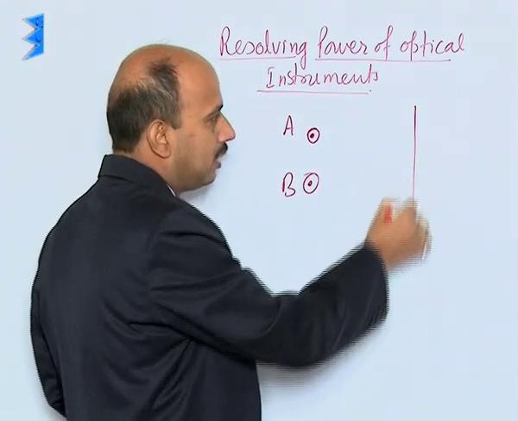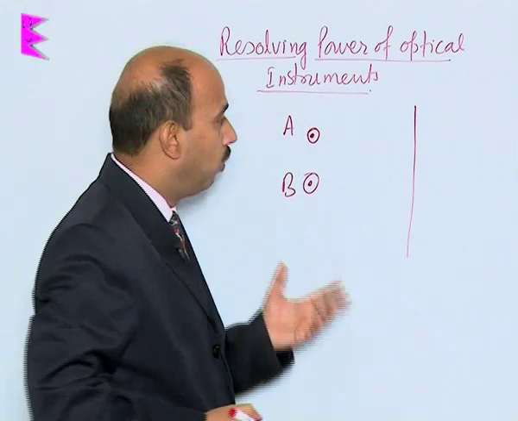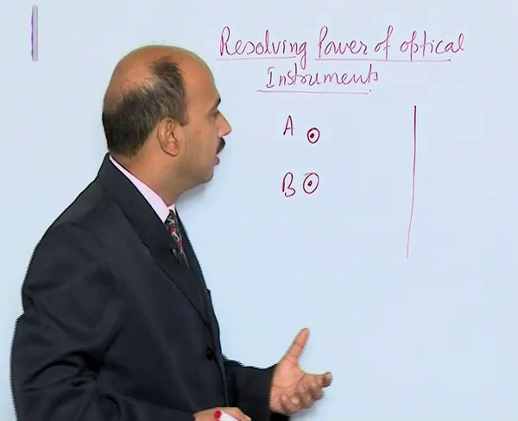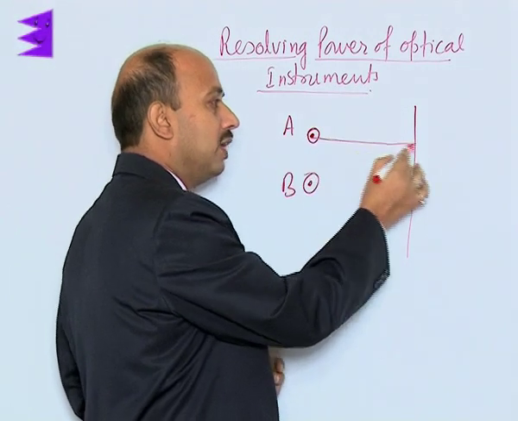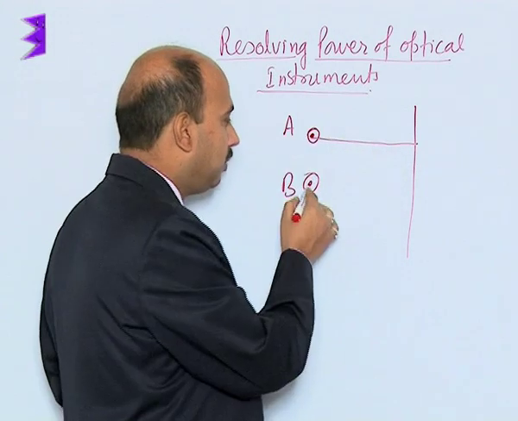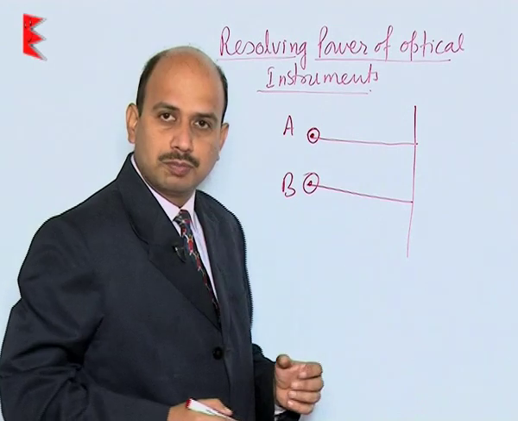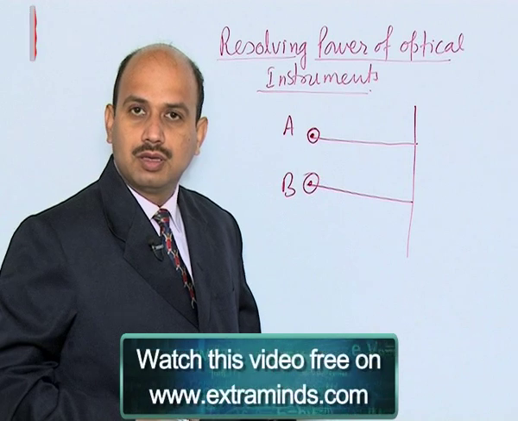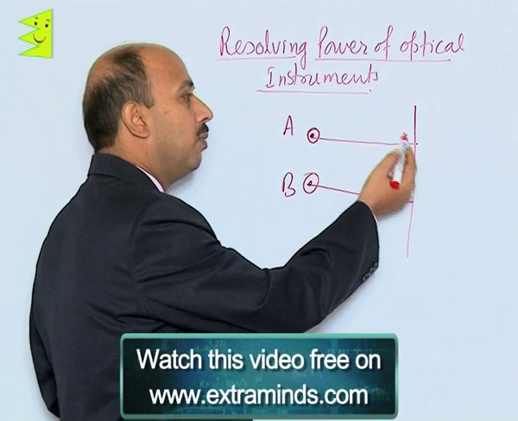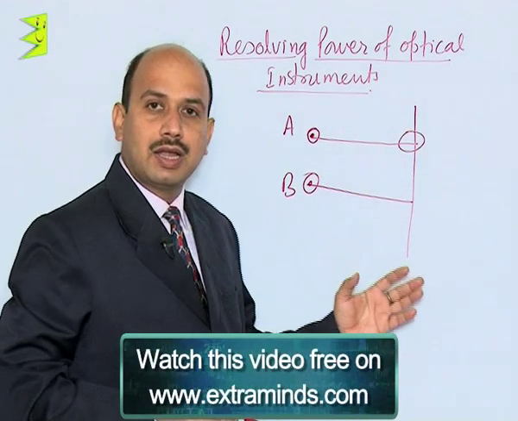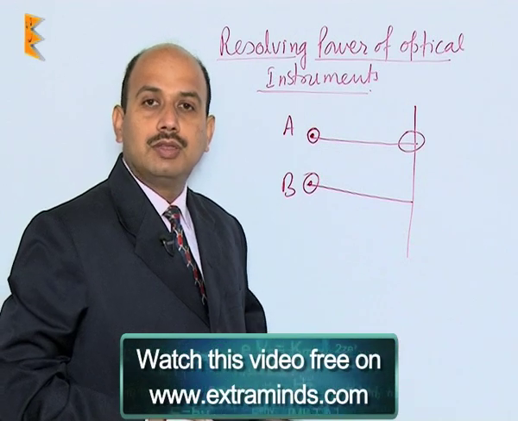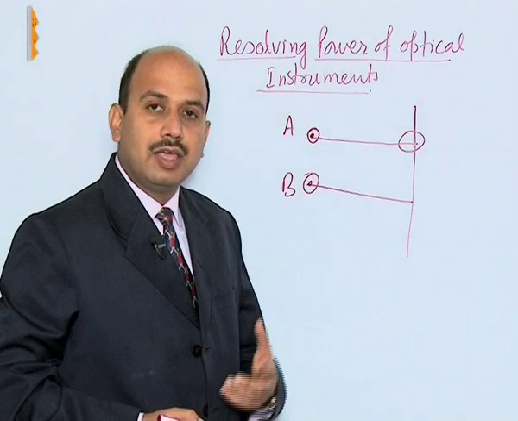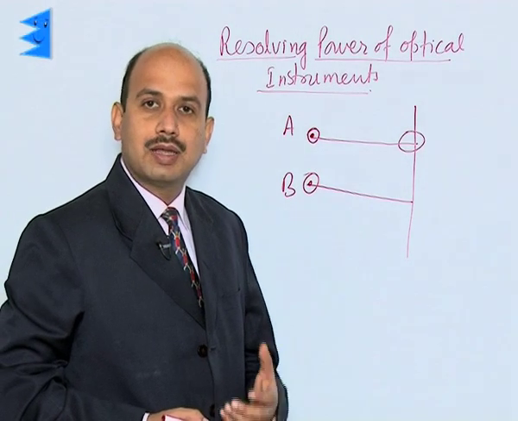When the diffraction pattern is formed, in this case the diffraction pattern is circular. If the central maxima formed by these two objects separately do not coincide, it means the central maximum of the first object falls on the first secondary minimum of the second object. Then we can see two objects clearly and distinctly, and we can say the images are resolved, or the instrument can resolve.